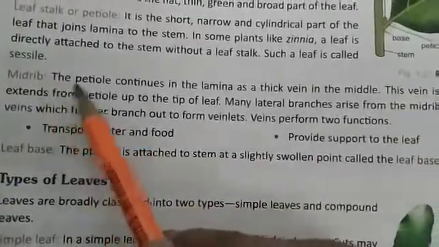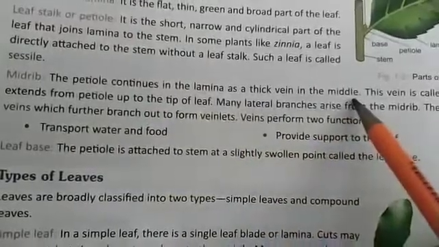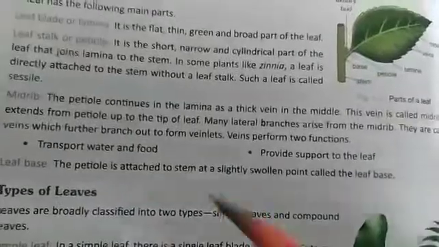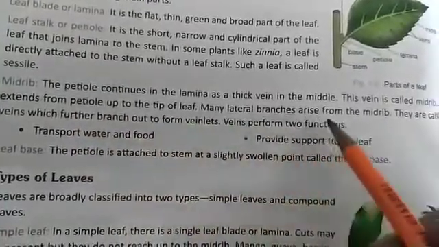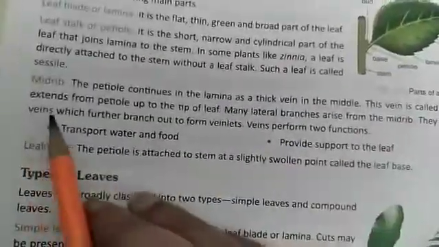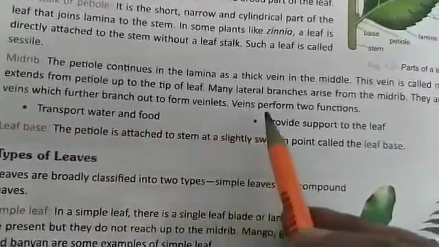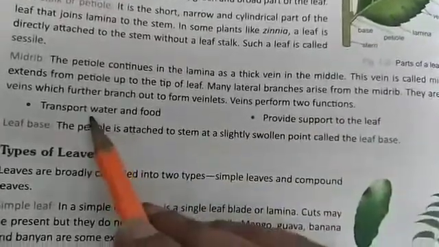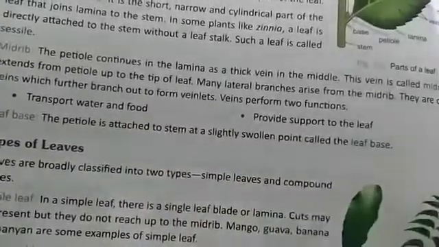Now midrib. The petiole continues in the lamina as a thick vein in the middle. This vein is called the midrib. It extends from the petiole up to the tip of the leaf. Many lateral branches arise from the midrib. They are called veins, which further branch out to form veinlets. Veins perform two functions, namely, transport water and food and provide support to the leaf.